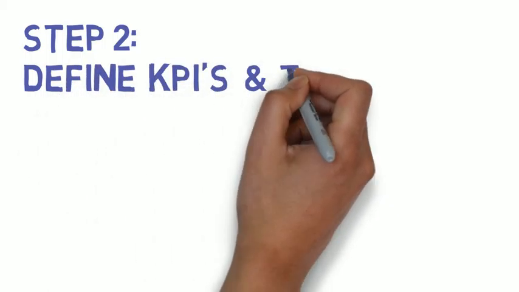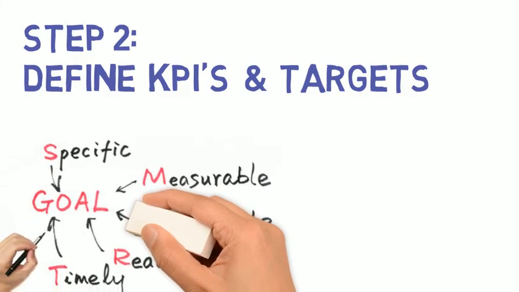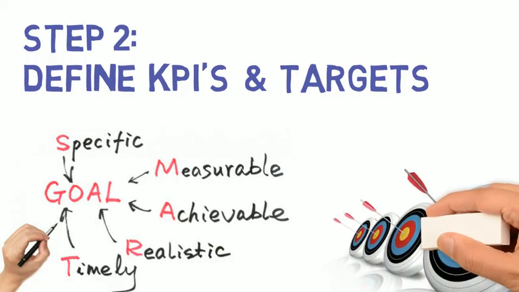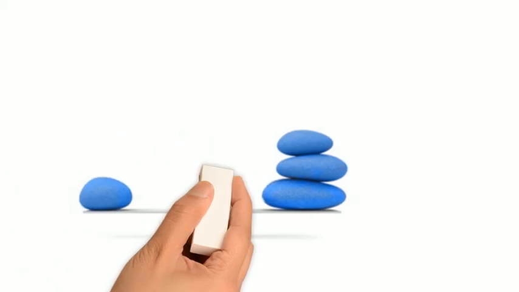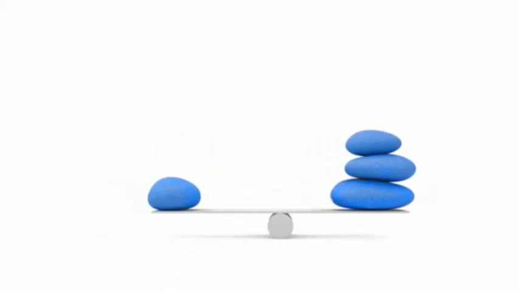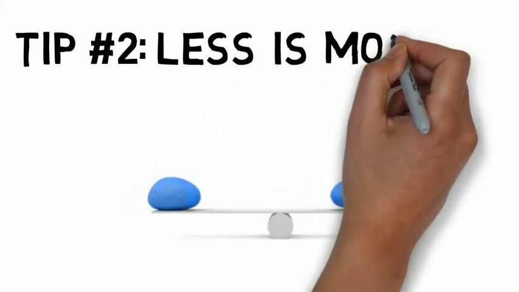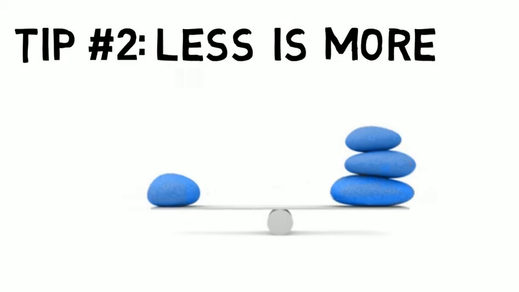Step number 2, define KPIs and targets. So what performance measures will help us measure success? How are they calculated? And what time frame are they measured and compared? And what are we going to compare them to? What's their target? Here's tip number 2. Focus and select just 2 or 3 of the most important KPIs in each area. Less is definitely more here. At this point in the game, we may need to involve IT, analysts, or even BDO to help us.